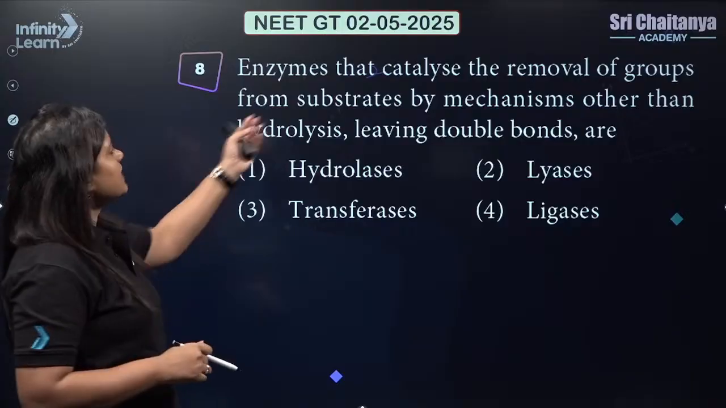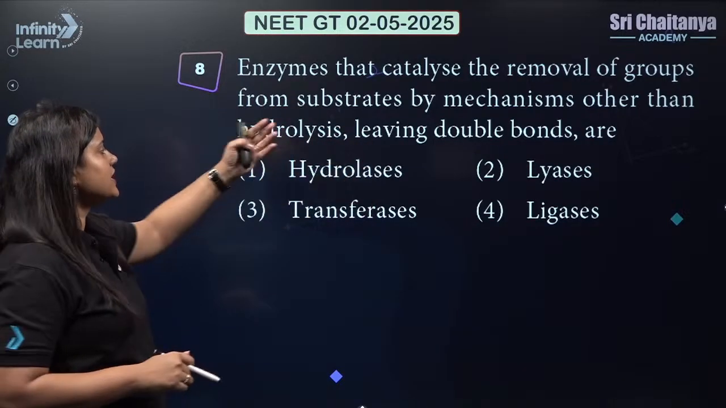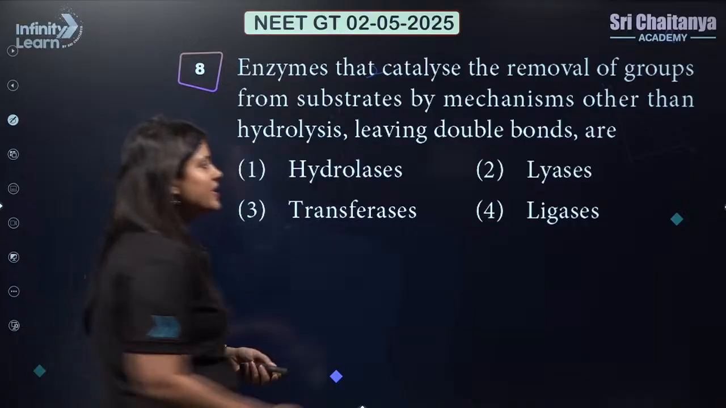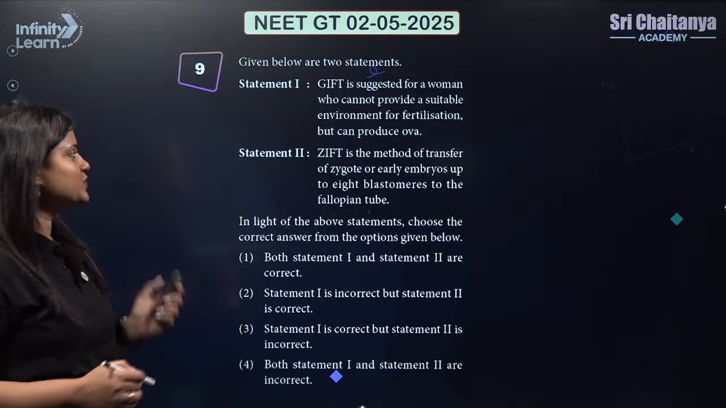Next. Enzymes that catalyze the removal of groups from substrate by mechanism other than hydrolysis will be lyases. Okay, other than hydrolysis was asked, so the answer is 2.